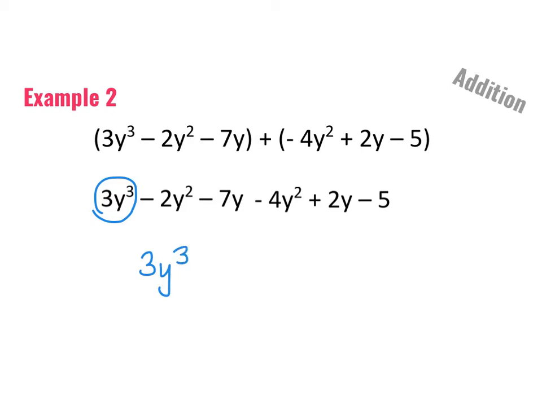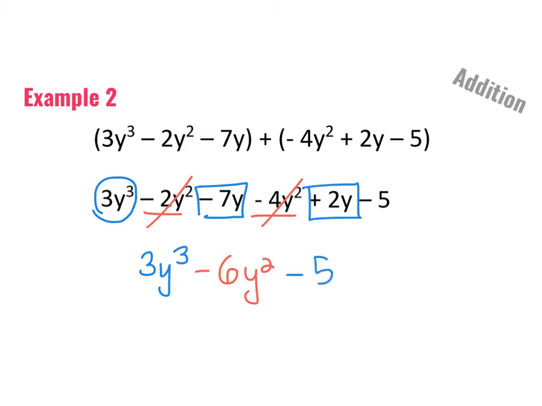Now I go to the squareds. Here I have a negative 2y squared minus 4y squared would be negative 6y squared. Cross these off. Now I go for the y to the first. So I have a negative 7y to the first plus 2y would be a negative 5y. And then I have a constant of negative 5. So I have a cubic trinomial. It has 4 terms. The constant term is negative 5. My leading coefficient is 3, and the degree is 3.